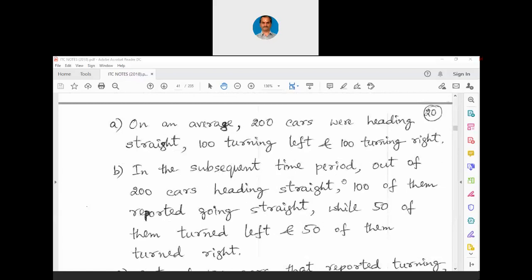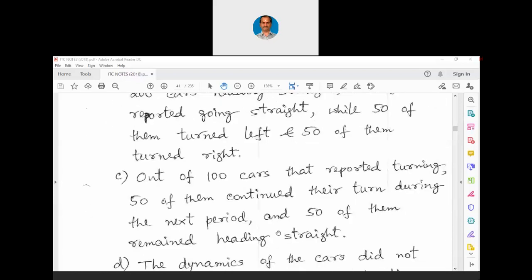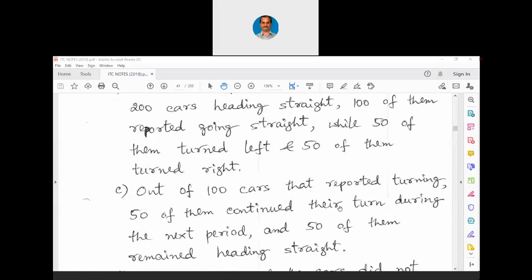In the subsequent time period, out of 200 cars heading straight, 100 of them reported going straight, while 50 of them turned left and 50 of them turned right. And out of 100 cars that reported turning, 50 of them continued their turn during the next period and 50 of them remained heading straight.